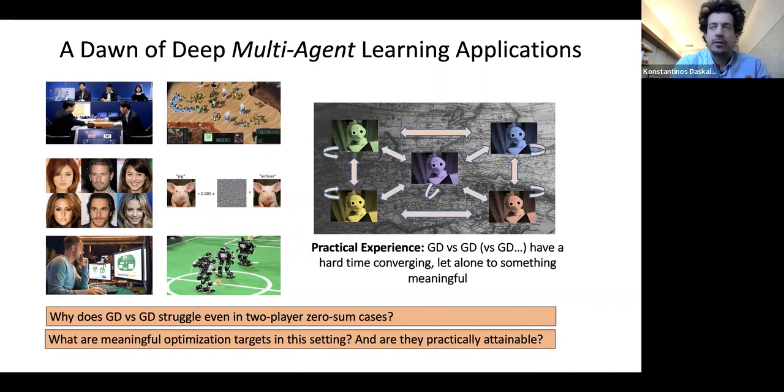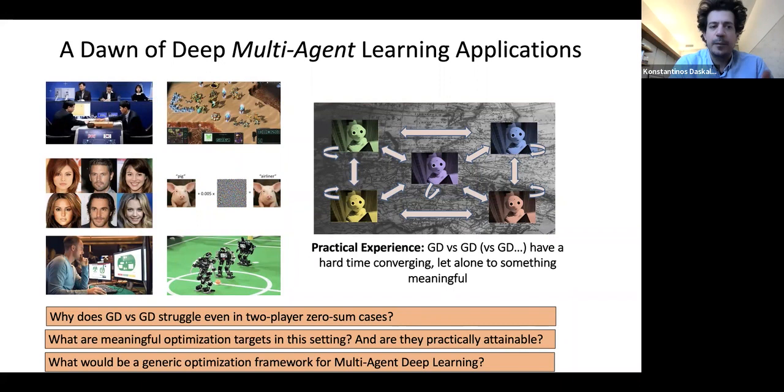Second question, maybe more philosophical. In view of the fact that there are no Nash equilibria in these non-convex settings, what are even the right optimization targets that we should recommend deep learners try to find in this kind of setting? And are these things practically attainable?